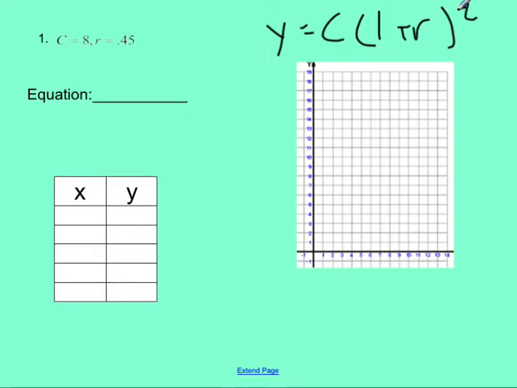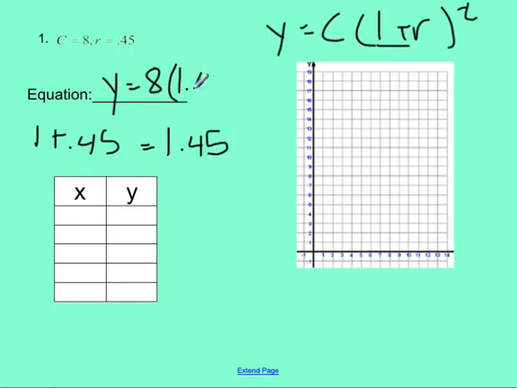Well, our c is 8. So we have y is equal to 8 times, now we have 1 plus 0.45. That comes from here, 1 plus 0.45. Well, that's going to be 1.45. So that's what's going to go in our parentheses, 1.45. And that's going to be raised to the x or the t power.